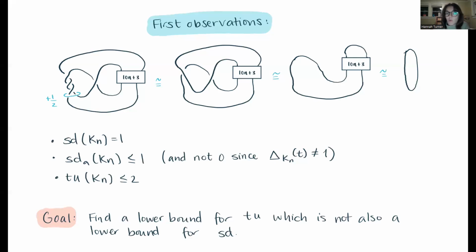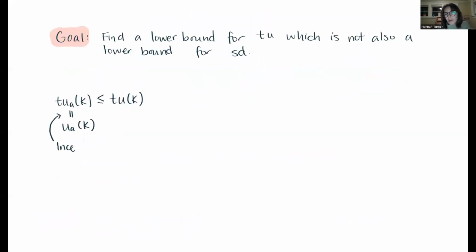So a more general goal would be to find a lower bound for this untwisting number that's not also a lower bound for the Surrey description number. And that turns out to be hard in general, and we're not really going to do that. What I will point out is that the algebraic untwisting number is certainly a lower bound for the standard untwisting number. And we're now going to focus on showing that this algebraic untwisting number is 2.